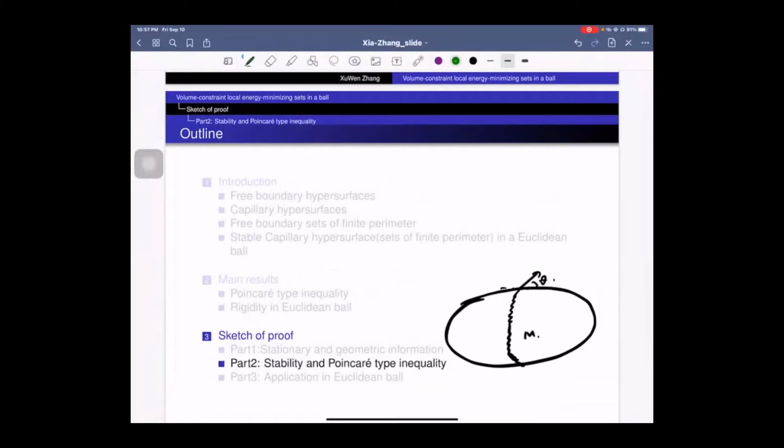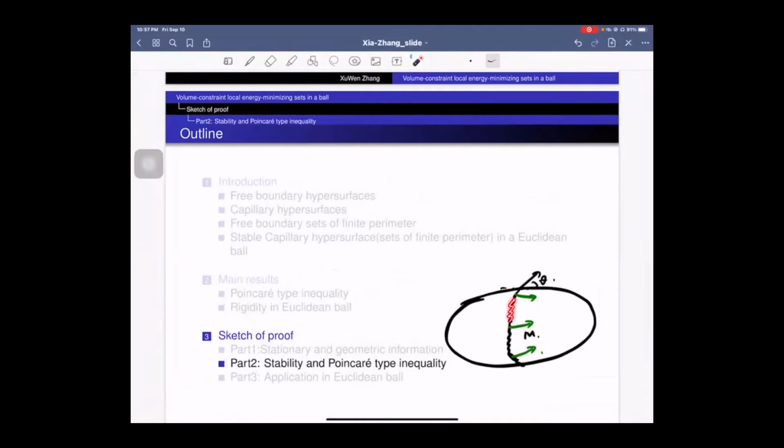and the idea is that we still want to test the stability of M by a smooth vector field or a smooth variation. And this variation coincides with the choice we make when we are testing the stability for the smooth capillary surface at the regular part. This vector field coincides with the original vector field we choose for when M is C2.